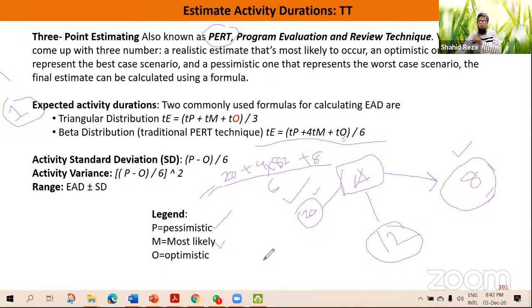So if you calculate this, what will happen? 20 plus 48, then 8, 56, 76, right? 76 divided by 6. What will be the result?